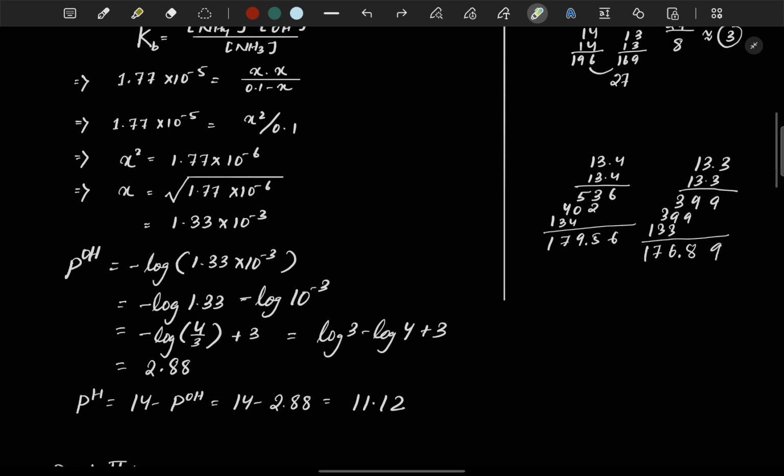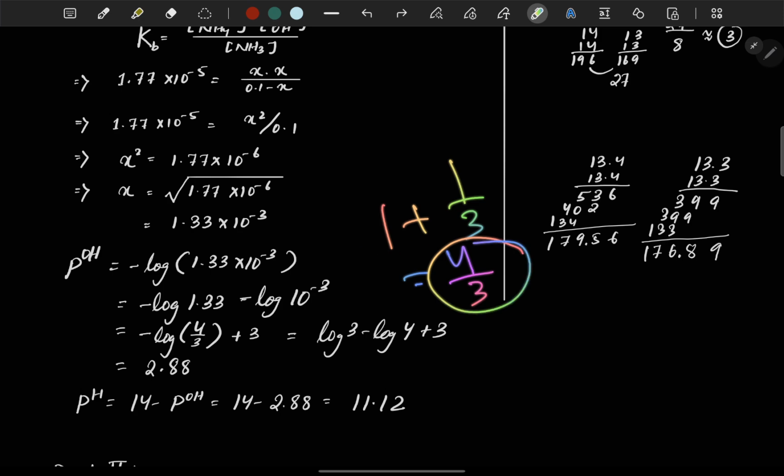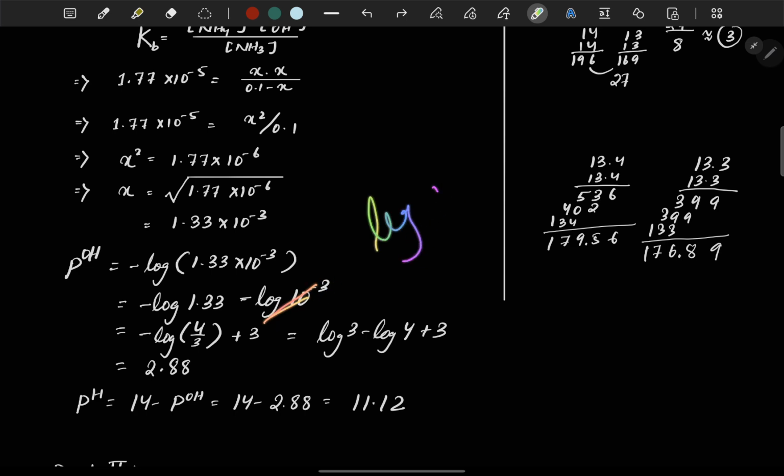Again 1.33, we all know 0.33 is nothing but 1 divided by 3. So 1.33 will be 1 plus 1 by 3, which is equal to 4 by 3. So this will make our calculation easy. So this is log 4 by 3 plus, we all know log 10 is equal to 1, and the formula is log A to the power B is equal to B log A. So it will be plus 3.